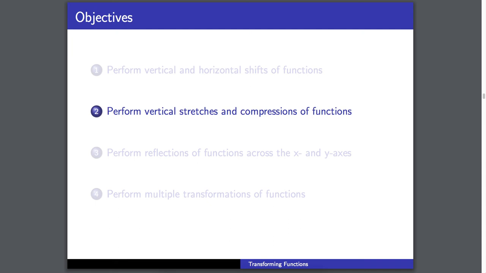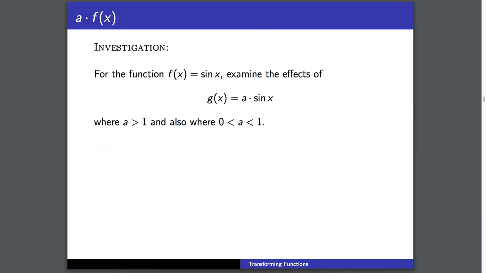All right, in this video, we're going to take a look at performing vertical stretches and compressions of functions. So we're going to use a parent function that we did not look at in the previous video, and we will spend time later on in the course dealing with this function. But for f of x equals sine of x, examine the effects of g of x equals a times the sine of x, where a is greater than 1 and also where a is between 0 and 1.